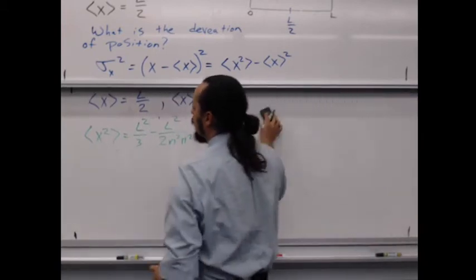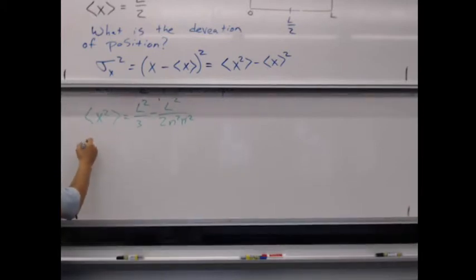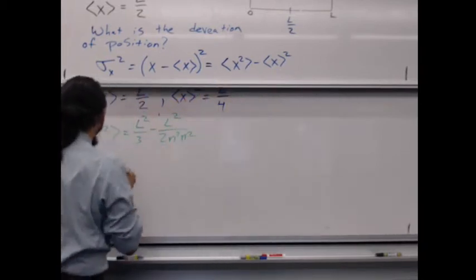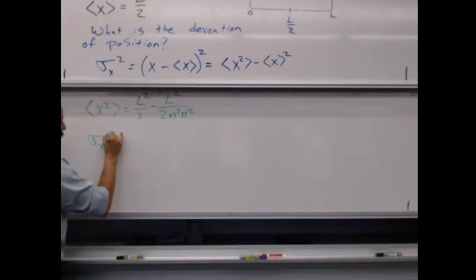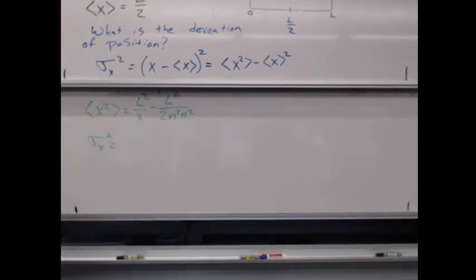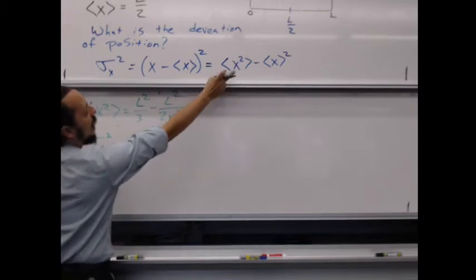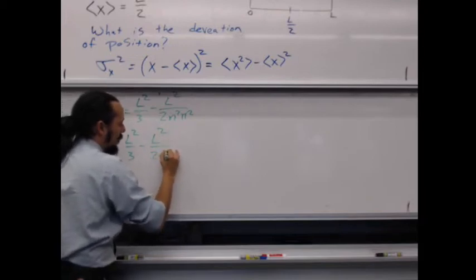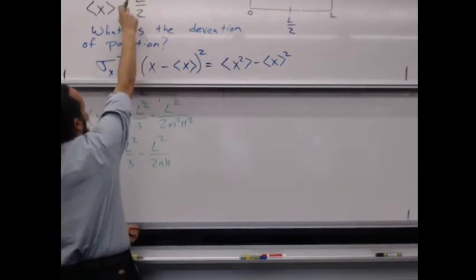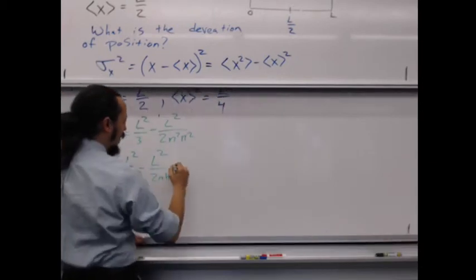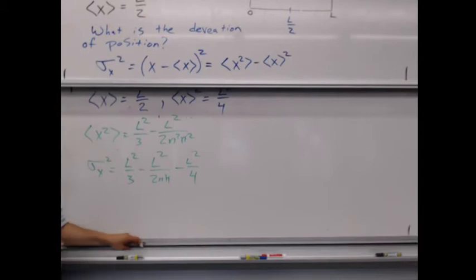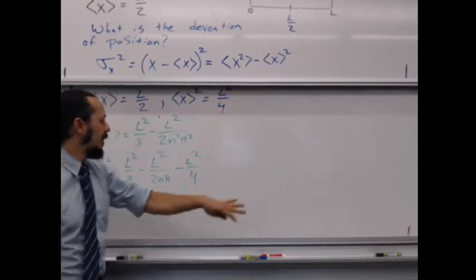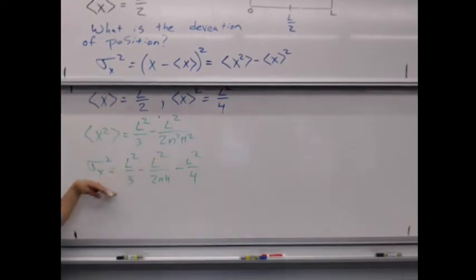This gives us a kind of curious result in terms of position. If I plug these two things back into my sigma x squared, I'm going to get my variance is equal to this term, L squared over 3 minus L squared over 2n pi, minus this part here, L squared over 4. And notice everything's in terms of L squared. That is because I've got my average position squared. So I should get something that's all in terms of position squared.